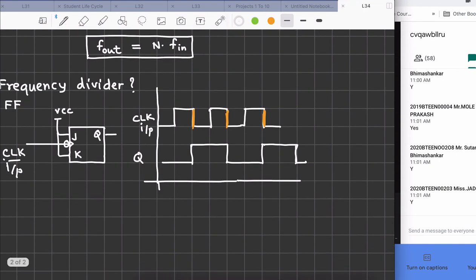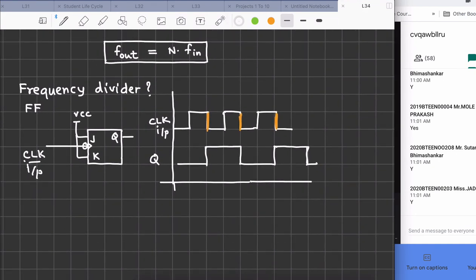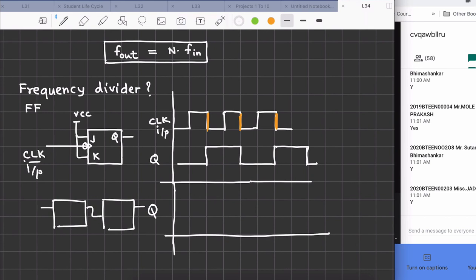Suppose if you use one more flip-flop after this, what will happen? You have one flip-flop, one more flip-flop. Q is connected to the next clock and Q is taken as the output. So what will be the output? Then this will be used as input and the output will be like this. If you use one more flip-flop, you will have one more signal.